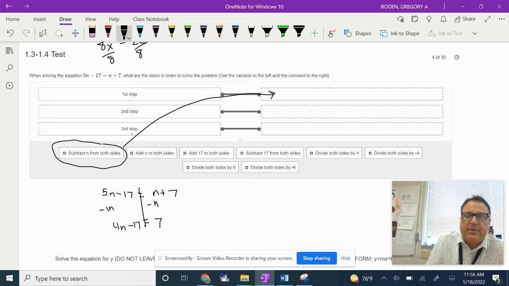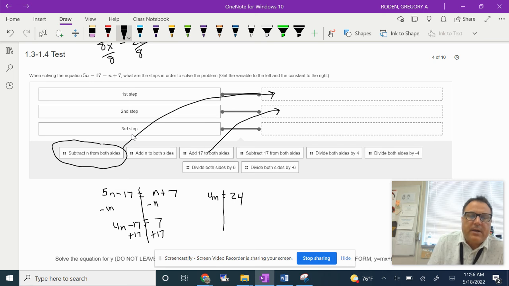Okay, so that's what you wanted to move first. Now, the next thing I'm going to do on this problem is get n by itself. I'm going to add 17 to both sides. So that's the next thing I would do. I'd add 17 to both sides, so I get 4n equals 24.